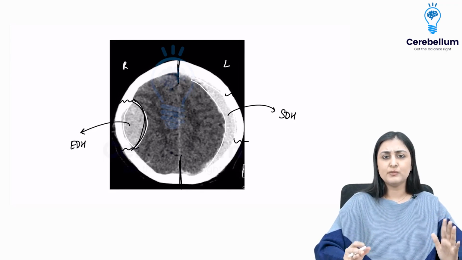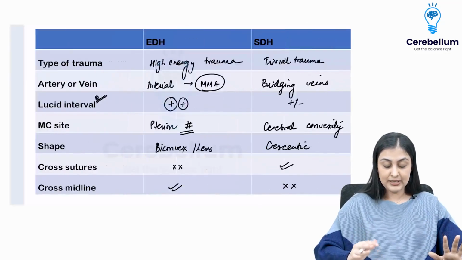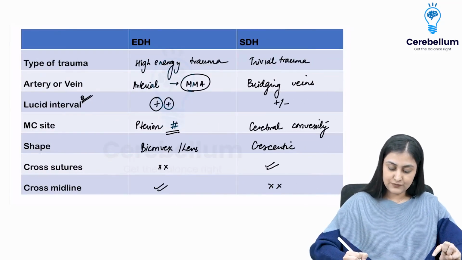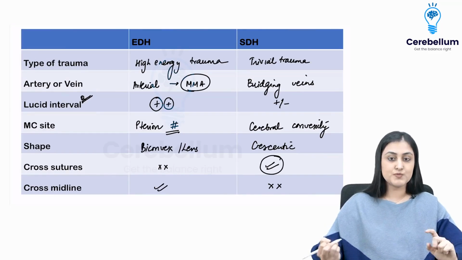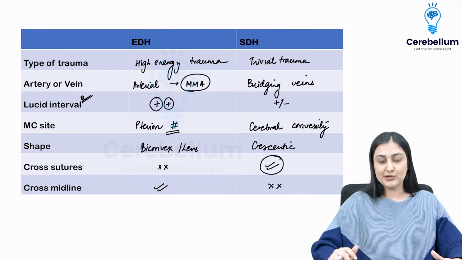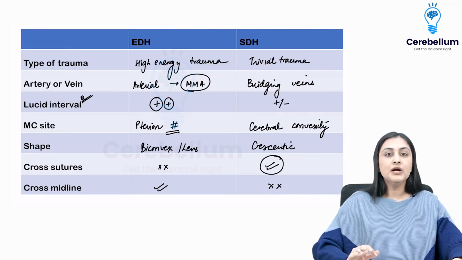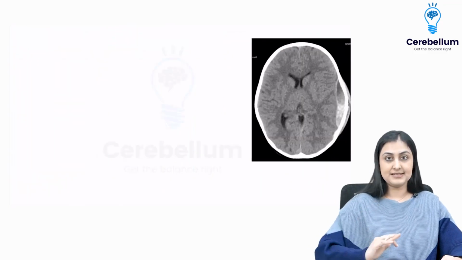So easy way to remember is everything can cross only one thing. Okay, so S for SDH, S for sutures, it can cross the sutures, but it cannot cross the midline. Okay, so this is about the possible questions on EDH and SDH.